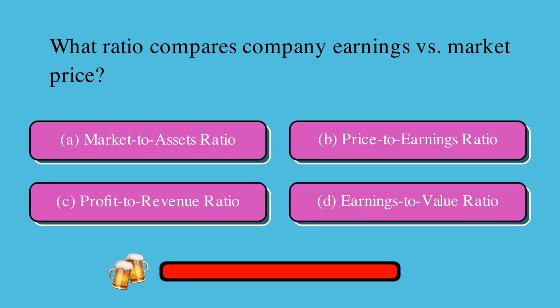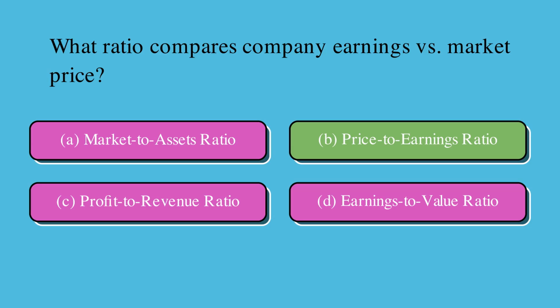What ratio compares company earnings versus market price? Is it A, market to assets ratio, B, price to earnings ratio, C, profit to revenue ratio, or D, earnings to value ratio? The correct answer is B, price to earnings ratio.